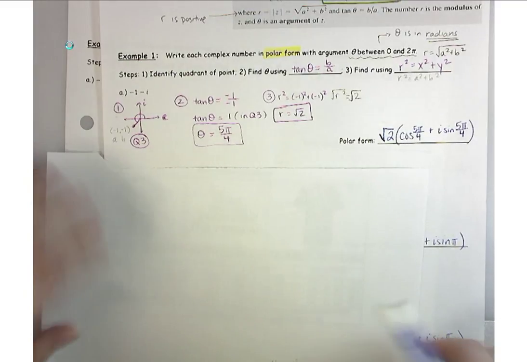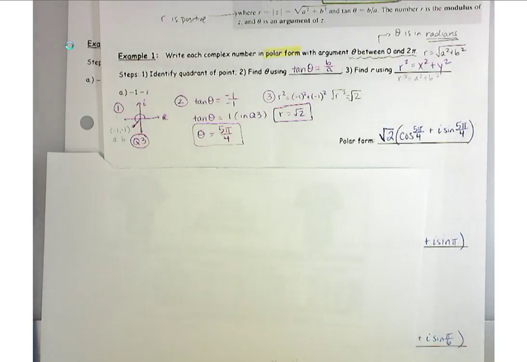Now for part B, you have negative 20. So see how in part A I graphed where my point would be? Okay, will you guys go ahead and do that for step 1? Just graph where your point will be.